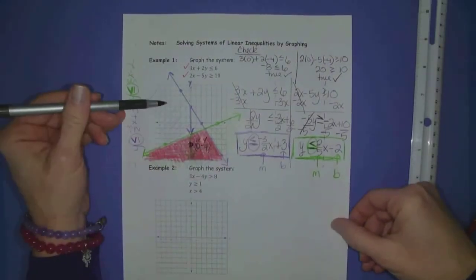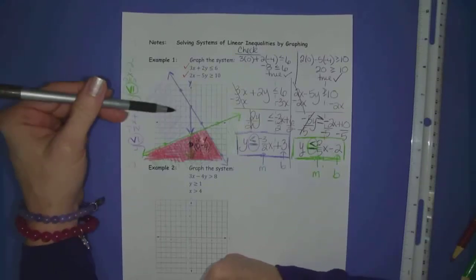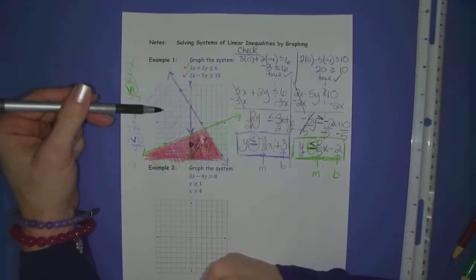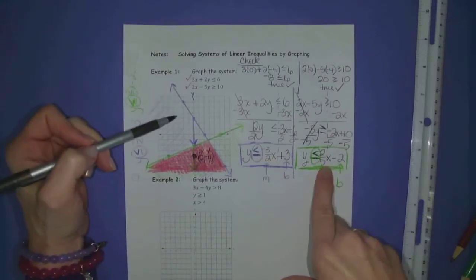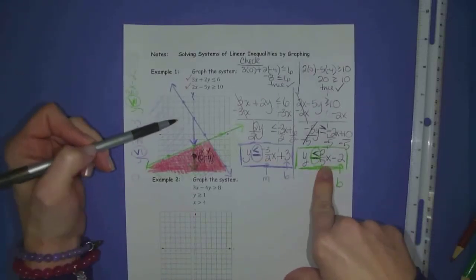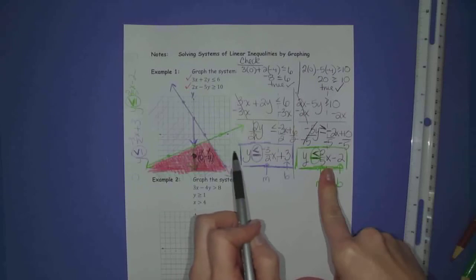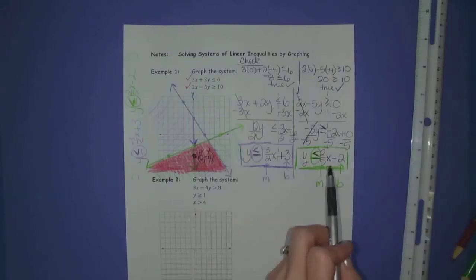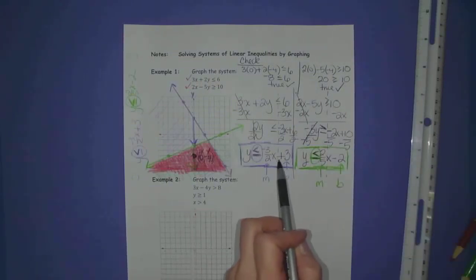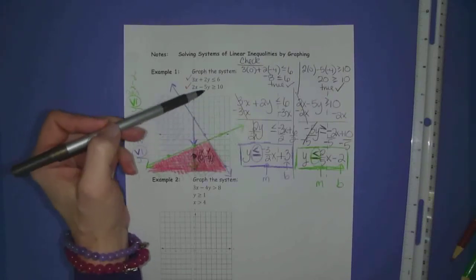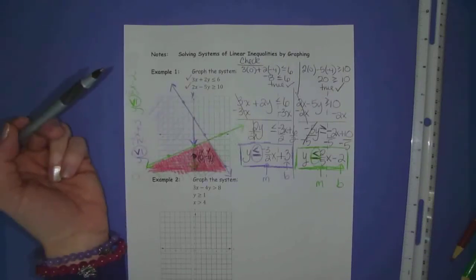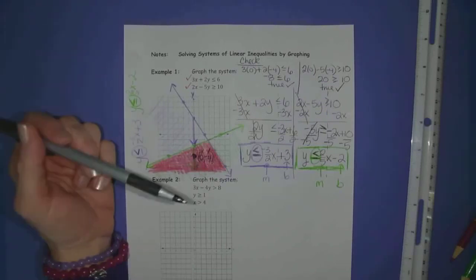If you had chosen a point in the purple area, it would have only made the purple inequality true, and it would have made the green false. If you chose a point in the green section, it would be the exact opposite. Green would be true, purple would be false. If you chose a point up here where there's no shading at all, neither of these would be true. So this is how you do it.